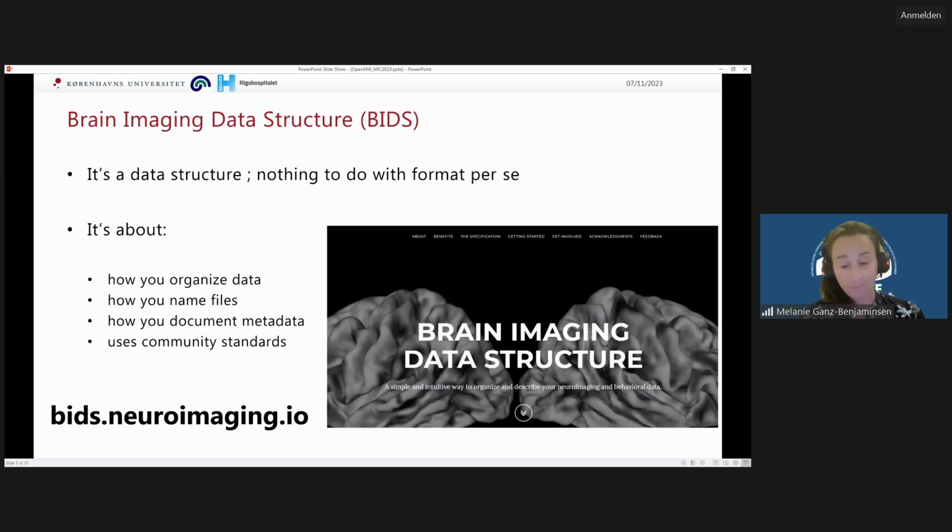And there, the brain imaging data structure, or BIDS, came into play. And just to be sure, for the people that don't know it, it's a data structure, but not a format. So it's not some new nifty format or DICOM format, but it's actually a way of structuring in a folder structure, and with certain metadata attached to it, your actual imaging files. So it's more about how to organize your data, how to name your files, how to document these important metadata that, especially in PET, we have loads of. And the most important thing, it uses community standards.